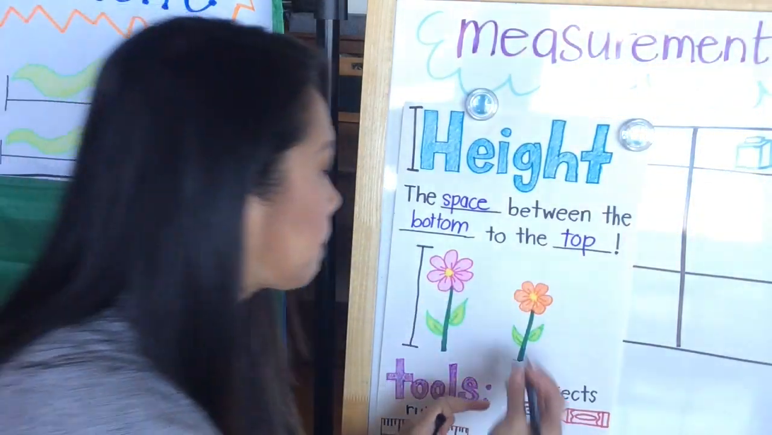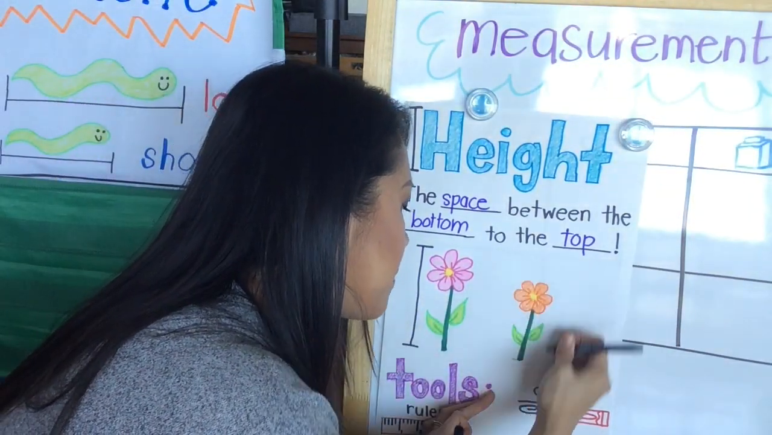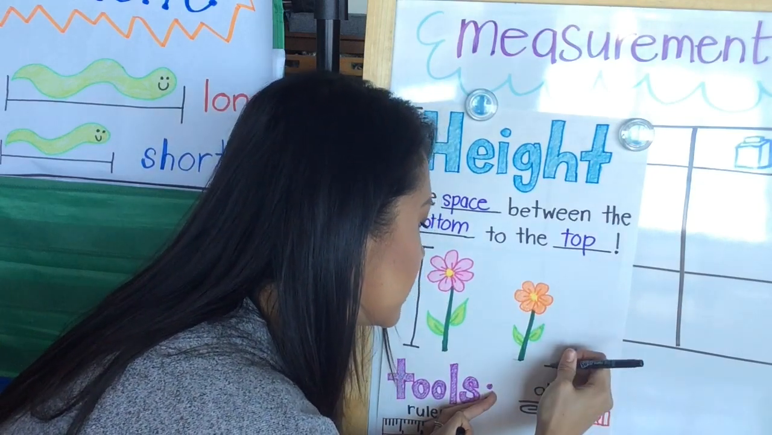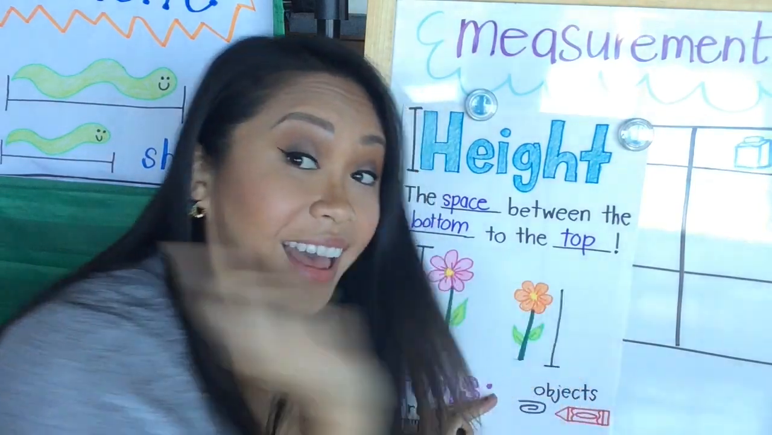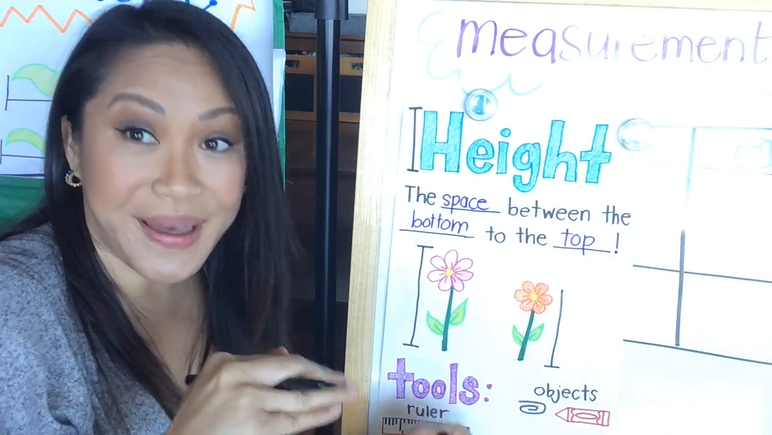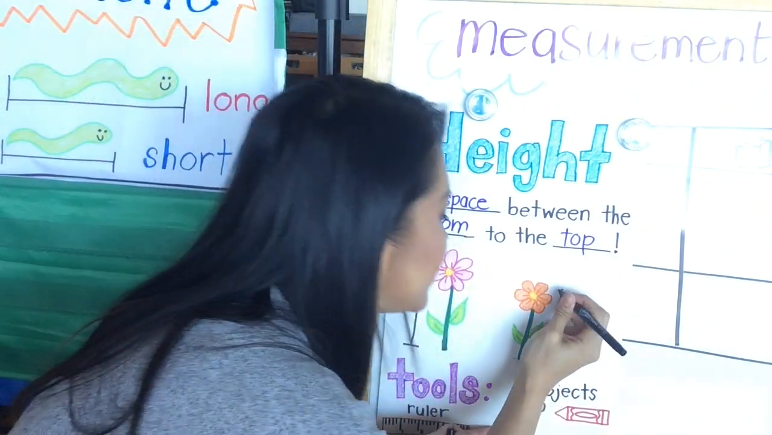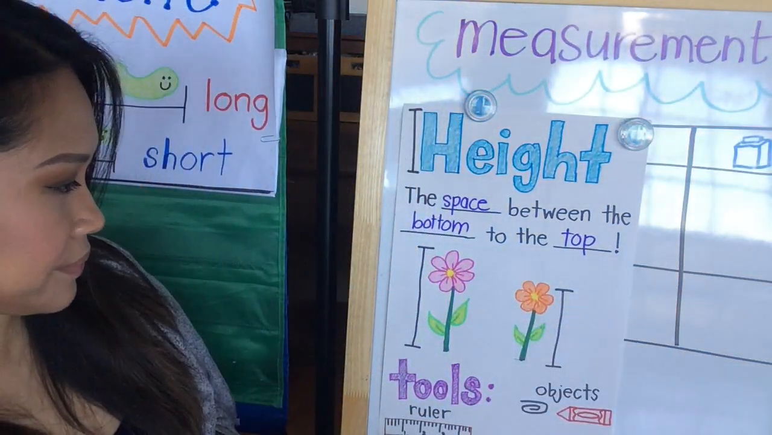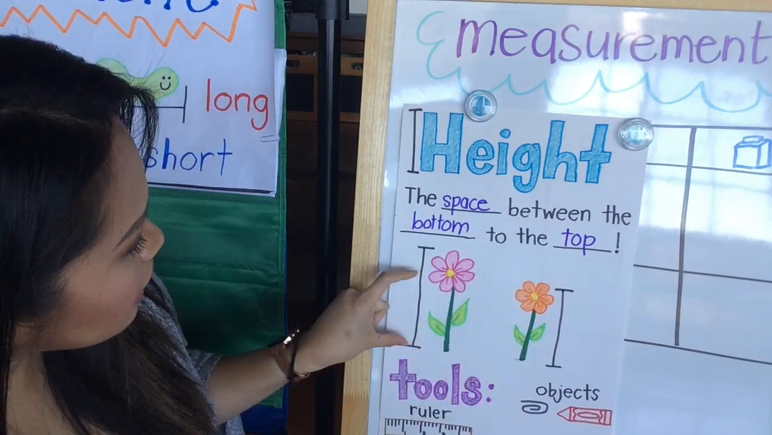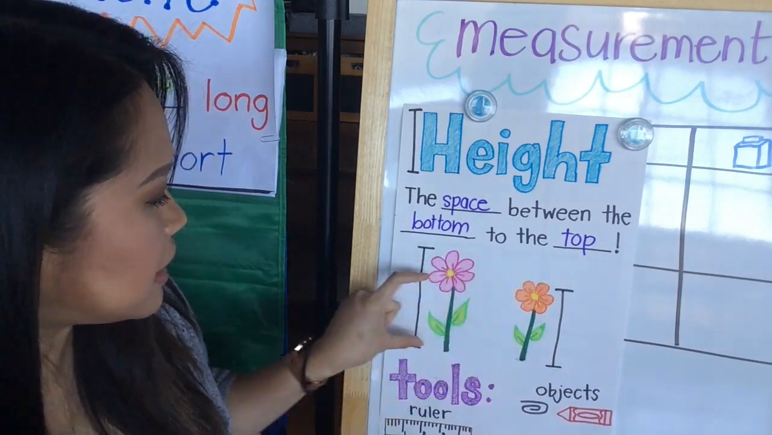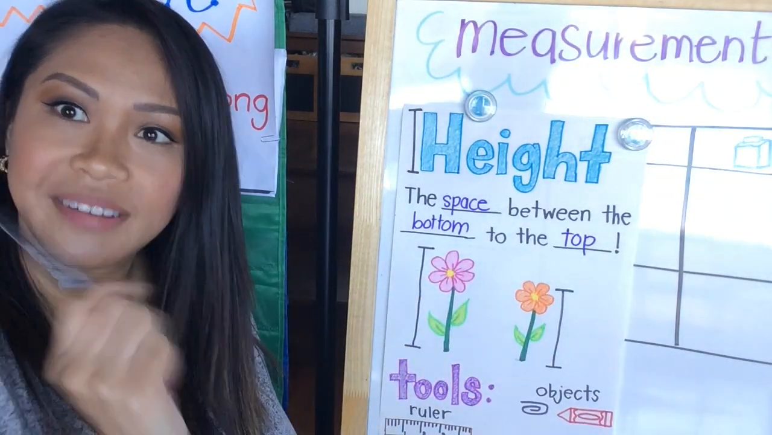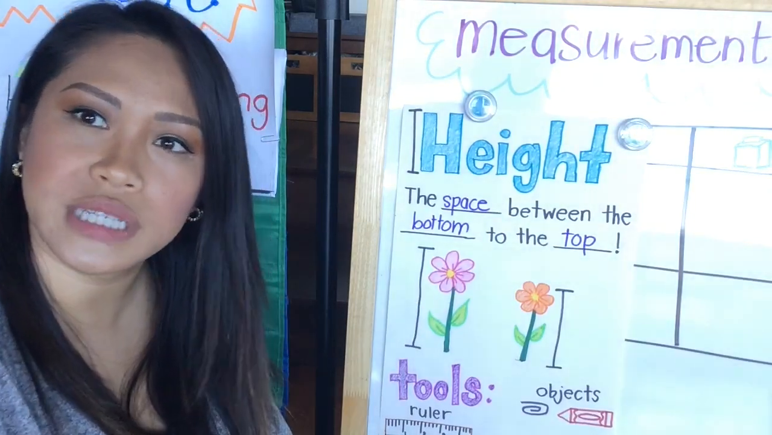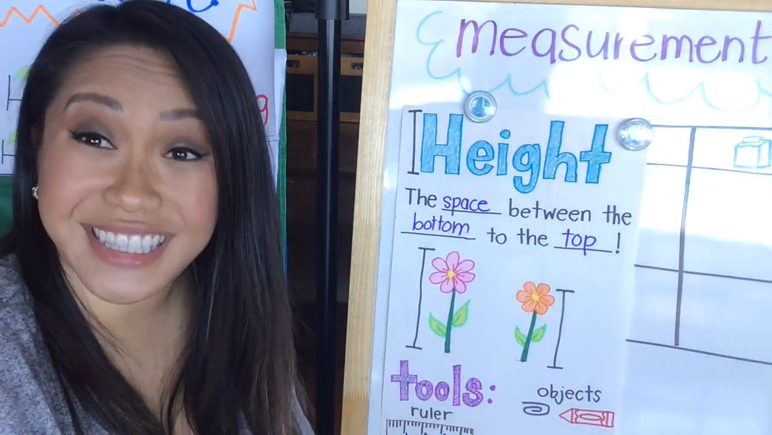Let's see this one. If I measure it from the bottom to the what? You're right, bottom to the top. Great job. Which one has more space? You're right, the pink one has more space. The pink flower is tall.